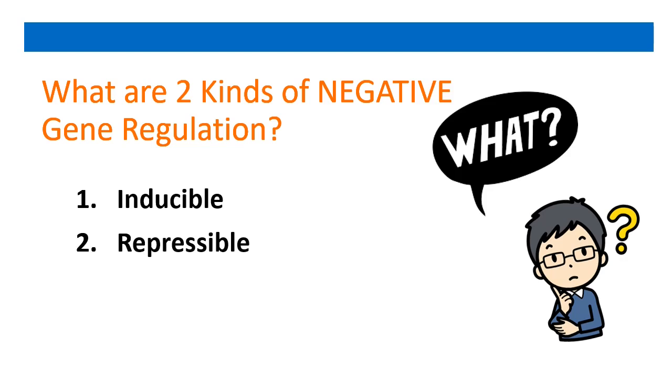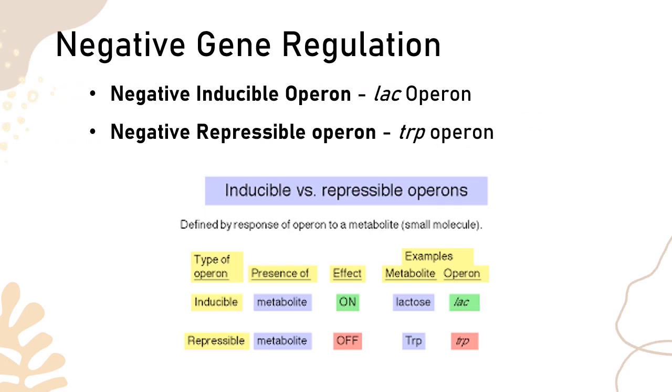As you can see by the name itself, when we say the word inducible, it means that it is originally turned off, but it can be induced to be turned on. On the other hand, when we hear the word repressible or repressed, it is originally turned on, so that it can be repressed to be turned off. And that would be the major difference between the two kinds of negative gene regulation. So let's dive into the details of this, the inducible and the repressible. In this, we can see that the lac operon would be representing the negative inducible operon, while the tryptophan operon would be representing the negative repressible operon.